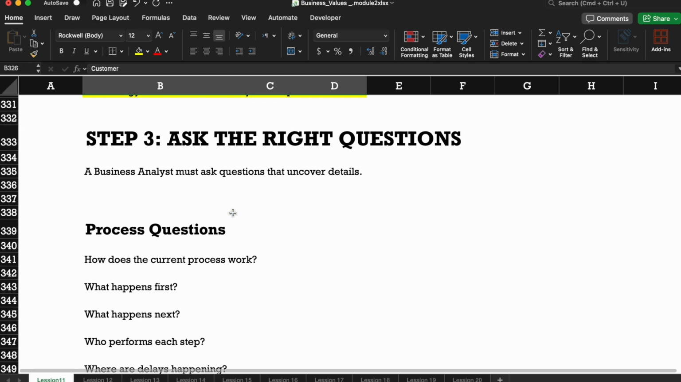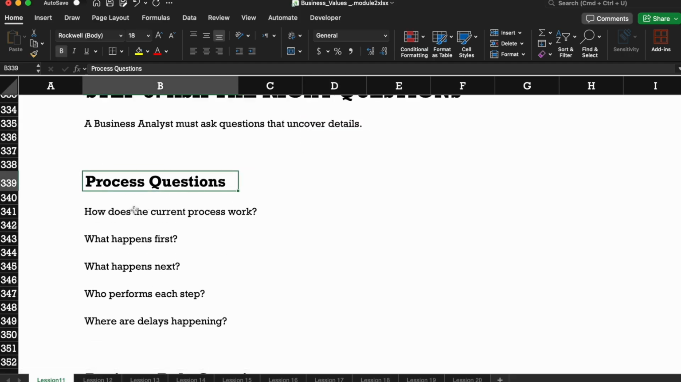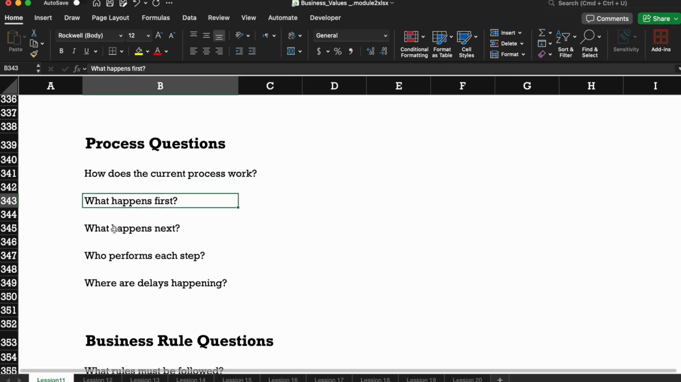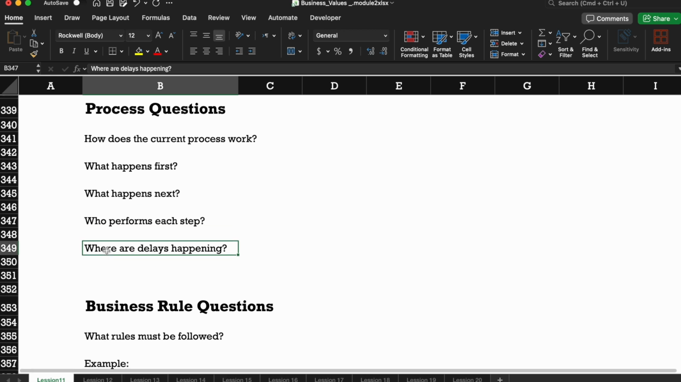Okay. So step number 3, ask the right question. The business analyst must ask questions that uncover details, for example process questions. How does the current process work? We discussed already: what happens first, what happens next, who performs each step, where the delays are happening. You can create a swimlane diagram to understand this process.